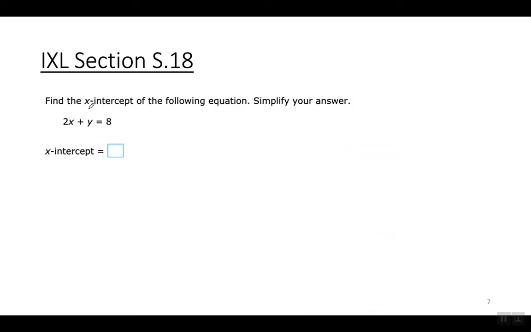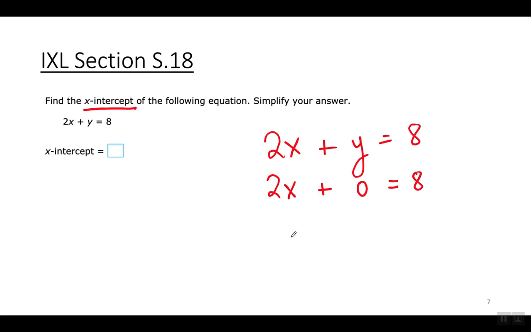Okay, find the x-intercept. Again, here's my problem. If I want to find the x-intercept, I gotta make y, the other letter, equal to 0. Si quiero encontrar el intercept de x, tengo que hacer y, la otra letra, igual a 0 y resolver para x. The 0, basically, I could just erase that. So 2x equals 8. So x equals 8 divided by 2. So x equals 4.